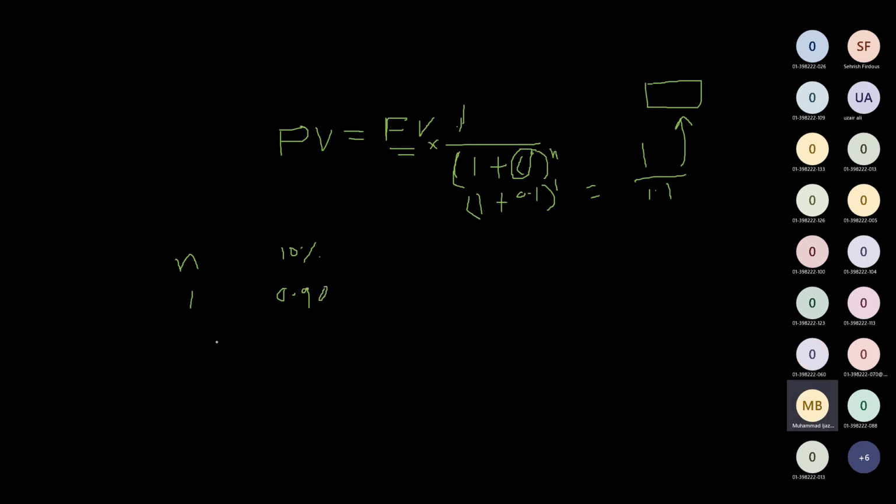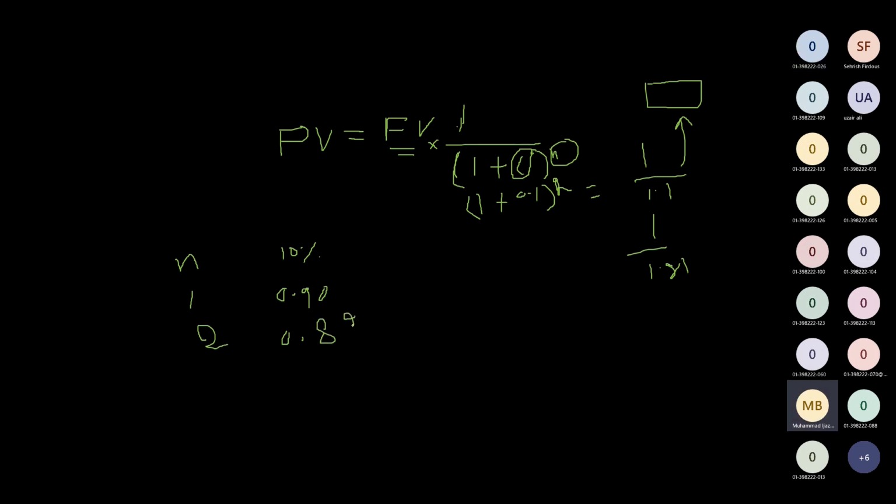And what about number of years? If number of years are 2, it would be 1.1 raised to the power 2, because n is 2 now. It is 1.81. So it would be 1 divided by 1.81. So what would be the answer? 1 divided by 1.81 is 0.55. Sir, 0.826.